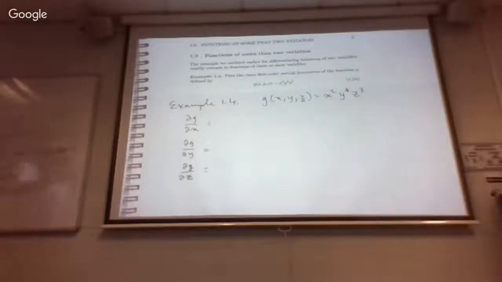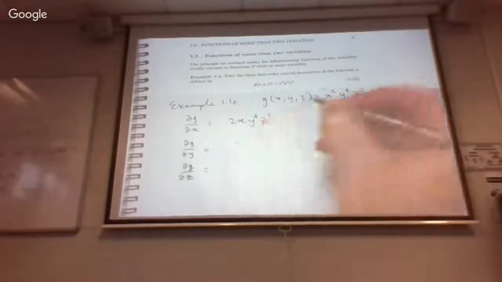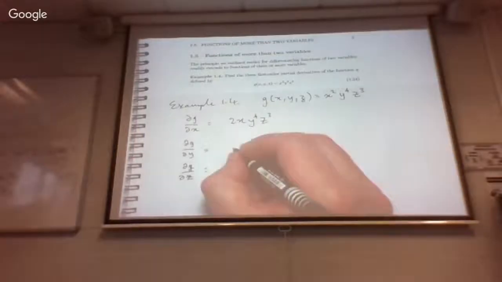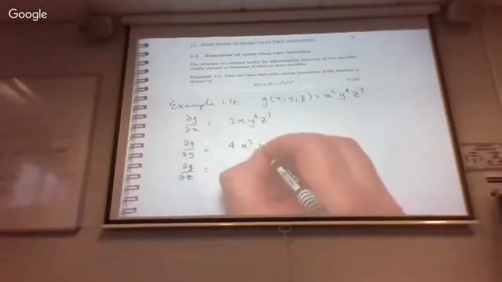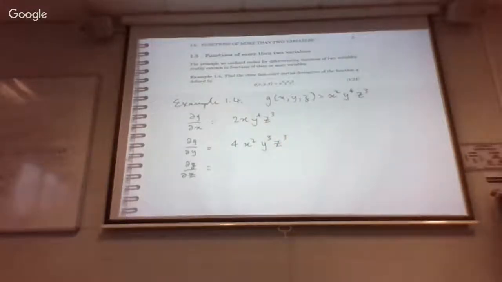So what do we get? Well, to differentiate with respect to x, we treat the other variables as if they were constants and differentiate the x part and just use the principles of one variable function. So this is going to be 2x y to the 4 z cubed. To differentiate it with respect to y, you just differentiate the y part, keep the other parts the same.